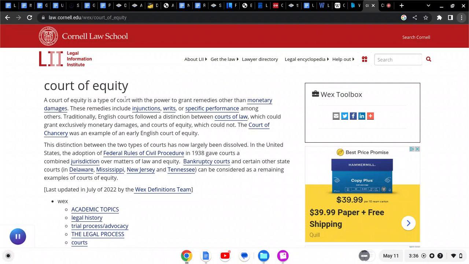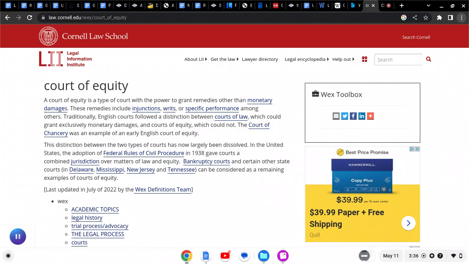A court of equity is a type of court with the power to grant remedies other than monetary damages. These remedies include injunctions, writs, or specific performance, among others. Traditionally, English courts followed a distinction between courts of law, which is common law, which could grant exclusively monetary damages, and courts of equity, which could not. The Court of Chancery was an example of an early English court of equity. In other words, a court of chancery is a court of equity.